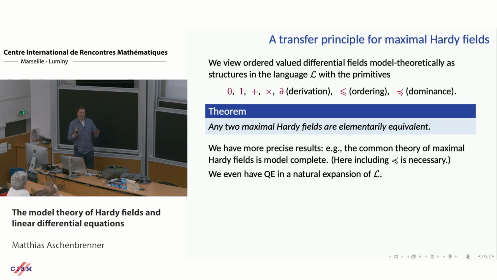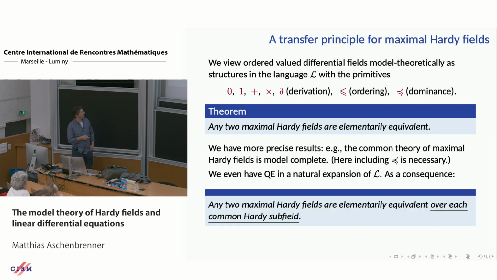But as I said, I don't want to really get into the details here. The consequence of this is that you have substructure completeness. So now if you have any two maximal Hardy fields and a common Hardy subfield, you can check that in this expanded language, these are extensions. So by substructure completeness, this gives you elementary equivalence over a common Hardy subfield, which also will show up at some point later.